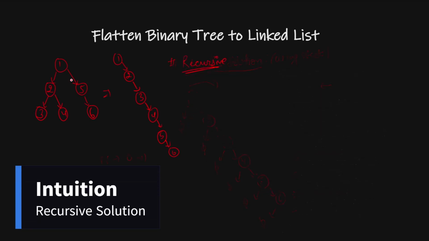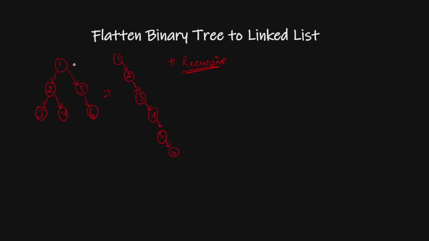Solving this problem recursively, my intuition is, if you see that this is my binary tree, with this as my root, this as my left subtree and this as my right subtree, how does it look in a linked list? In a linked list, first we have the root, then its left subtree, and then its right subtree. So what I will say is, first of all, solve this.